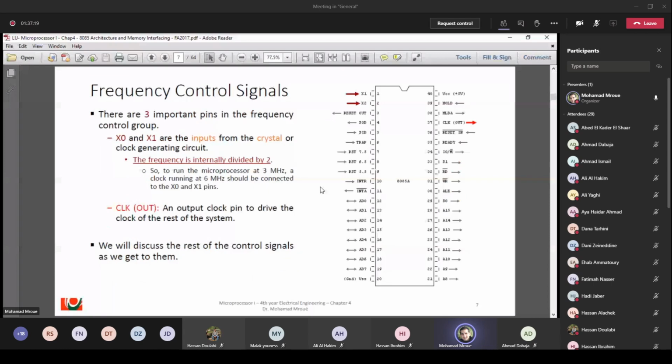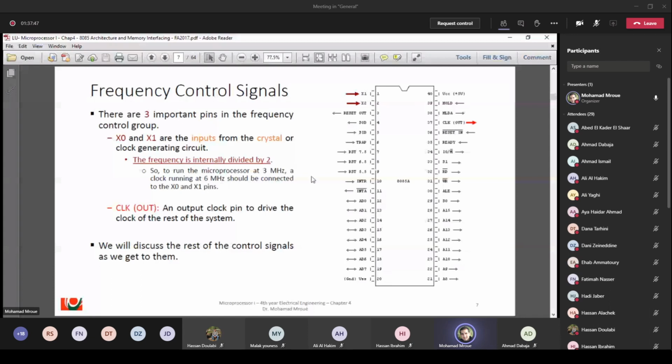Now there are 3 important pins in the frequency control group. Now frequency control signals, we have X0 and X1, which are the inputs from the crystal or the clock generating circuit. So we will have, for example, 2 pins. The frequency is internally divided by 2. So to run the microprocessor at 3 megahertz, a clock running at 6 megahertz should be connected to the X0 and X1 pins.